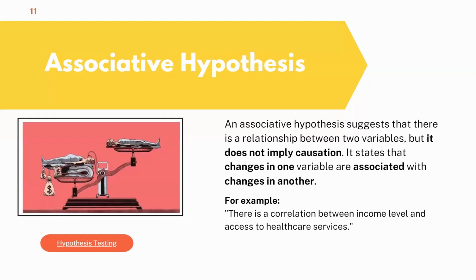And the next one is the associative hypothesis. This type shows that two variables are related to each other, but does not claim that one causes the other. Simply, it observes that when one variable changes, the other variable changes too. Think of a connection or pattern between the variables, not a cause. For example, there is a correlation between income level and the healthcare services people are taking. So those with high income may get better healthcare services, right?